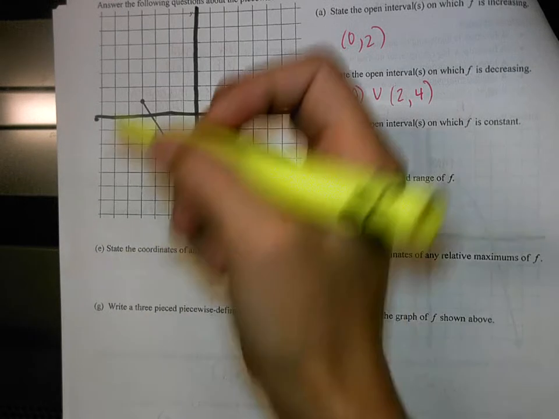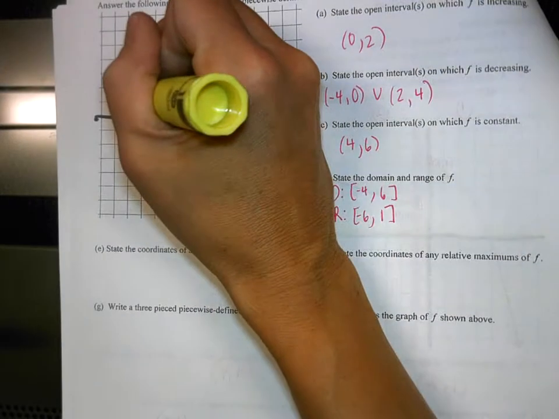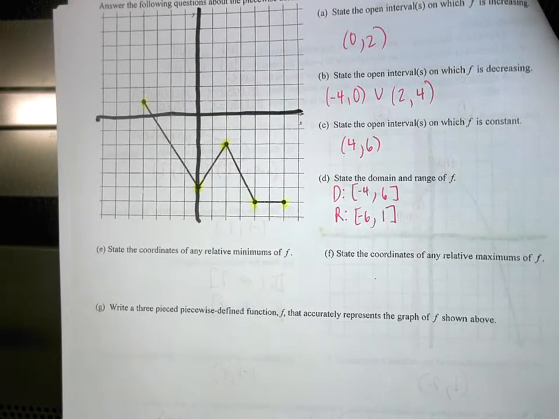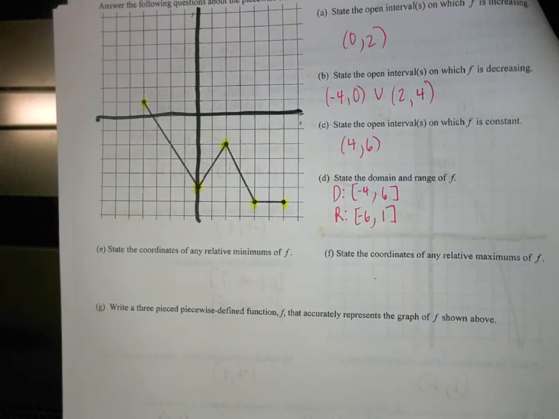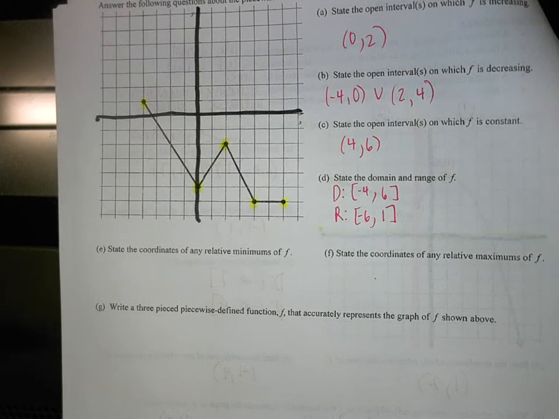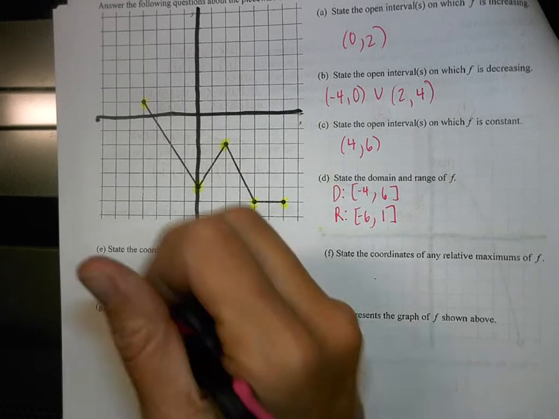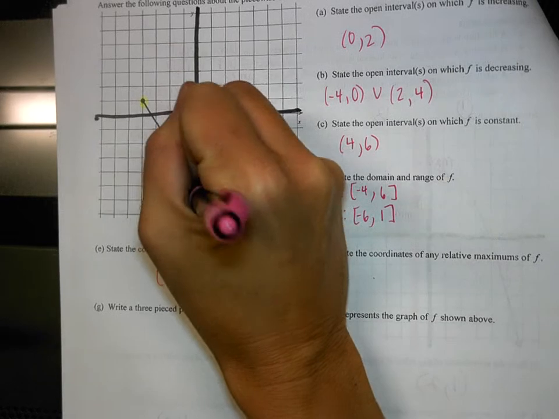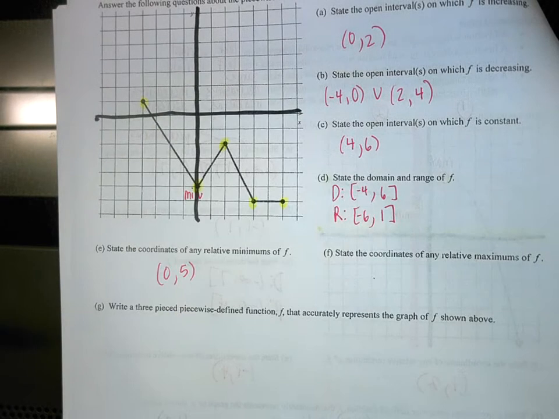So I'm going to highlight all these points here. Not all of them are mins and maxes because remember it has to change direction. So do we have any minimums? Okay, what would be a minimum? Good. 0, -5 is a minimum. And I'm going to go ahead and mark it on here so it's easy if I'm looking back at my notes. That is a minimum value.